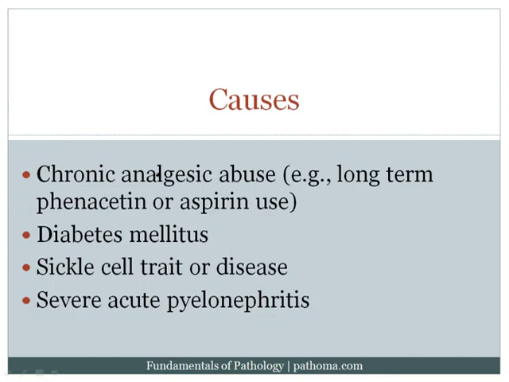The first is chronic analgesic abuse. For example, long-term phenacetin or aspirin can result in a renal papillary necrosis. Other causes include diabetes, sickle cell disease or trait, and severe acute pyelonephritis. So this concludes our section on acute renal failure.